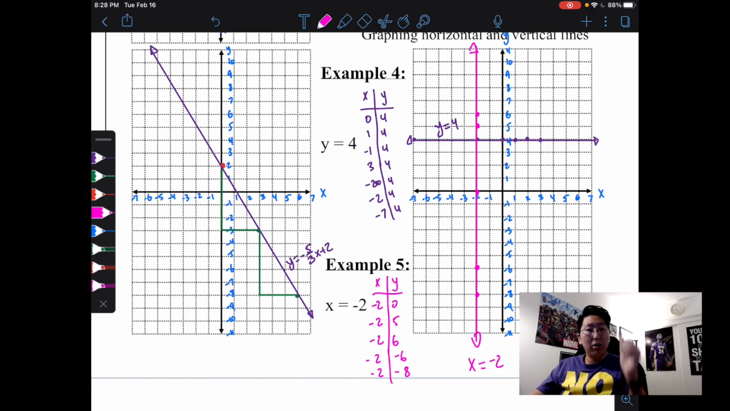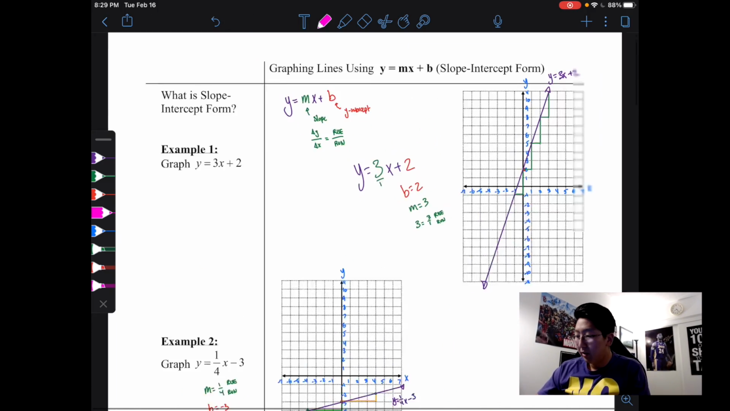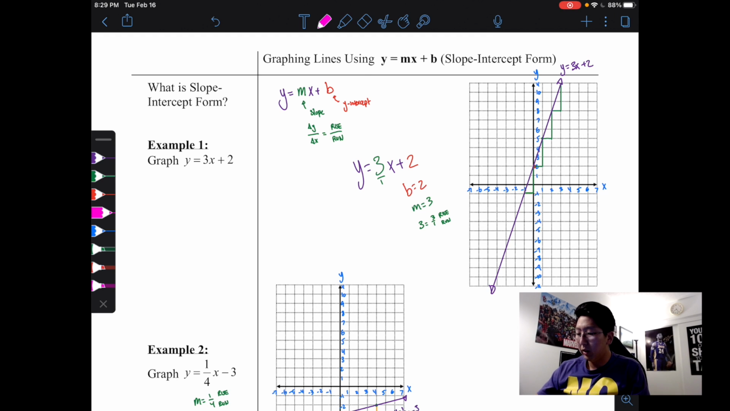Alright, so here are your notes on how to graph using y equals mx plus b. And so we're connecting y equals mx plus b, and now m is slope, which is the same thing as rise over run, which we've been talking about. Alright, if you have any questions, please make sure you ask, and good luck.